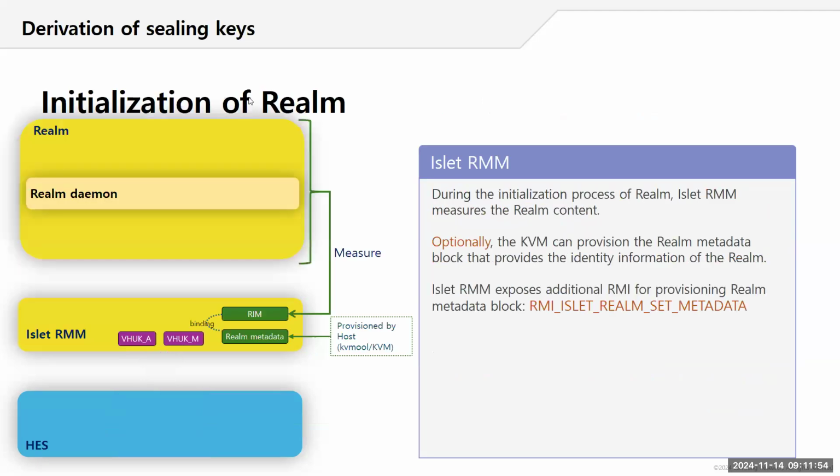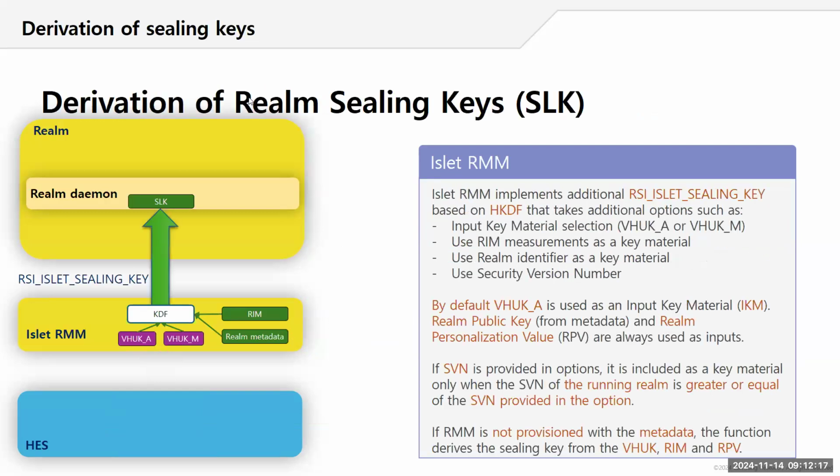And during the initialization process of a realm, Islet RMM measures the realm's content. And when it is about to launch the realm, it checks if the realm initial measurement value calculated online is the same as that provided within the cryptographically signed realm metadata structure. In runtime, the services running in a realm, like for example the realm daemon, can fetch realm sealing keys from RMM. We have implemented an additional interface for that, which is fully customizable.